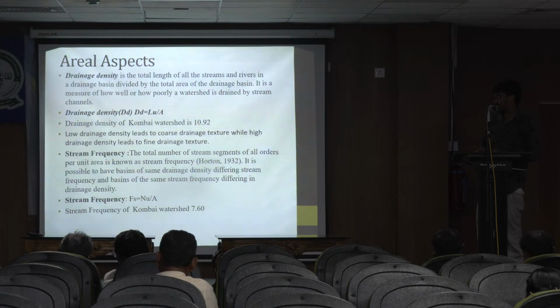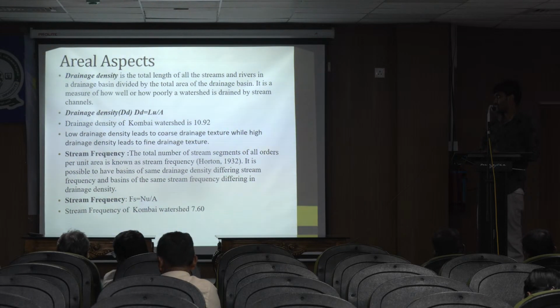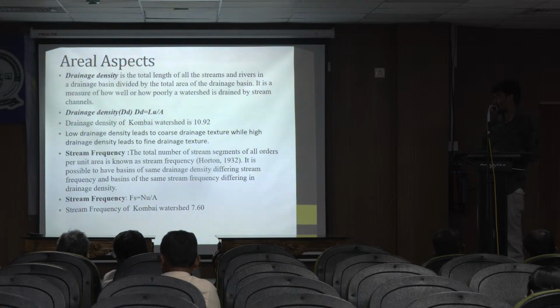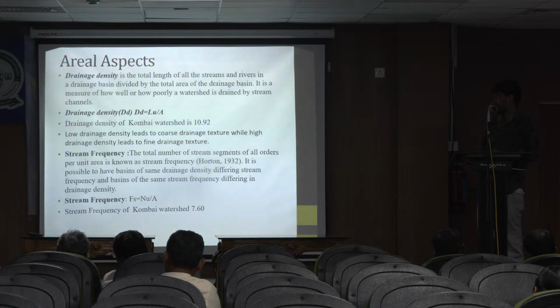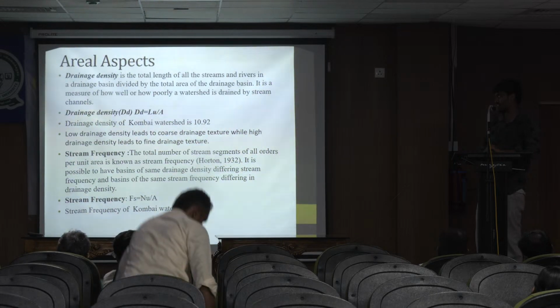drainage density, Dd equals Lu by A. The drainage density of Combined watershed is 10.92. Low drainage density leads to coarse drainage texture, while high drainage density leads to fine drainage texture.